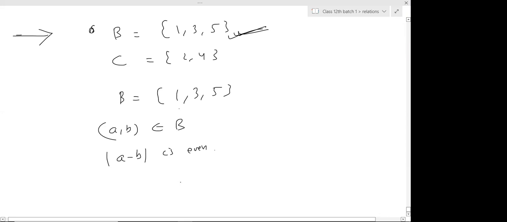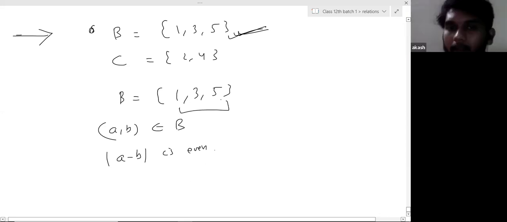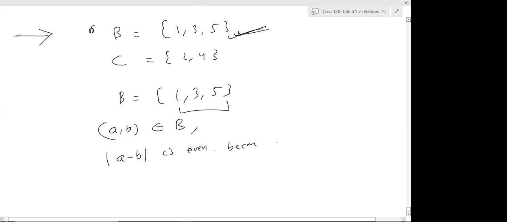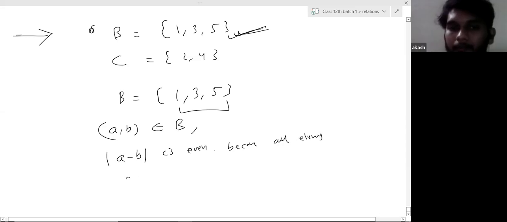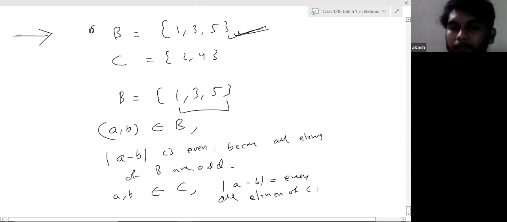Can I say this or not, Krishna? Yes, sir. Why so? Because all of them are odd. You can write this line: because all elements of B are odd. Same thing I can say for A, B belongs to C. So mod of A minus B is even. Why? Because all elements of C are even. So no matter what, you can take any element from C and they will be in the set R, they will satisfy this condition.